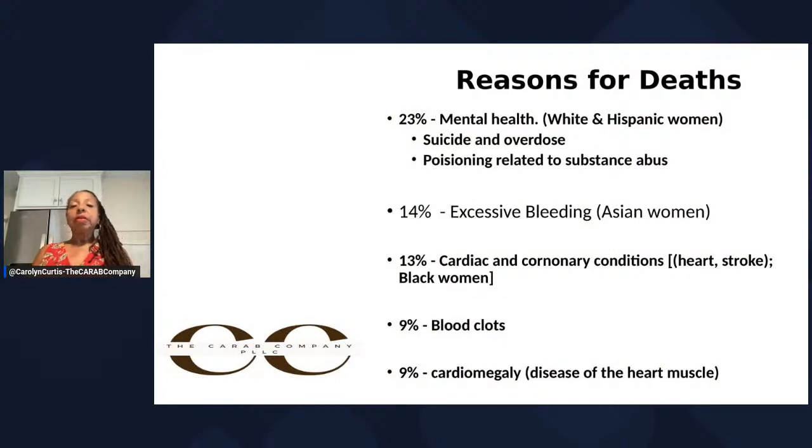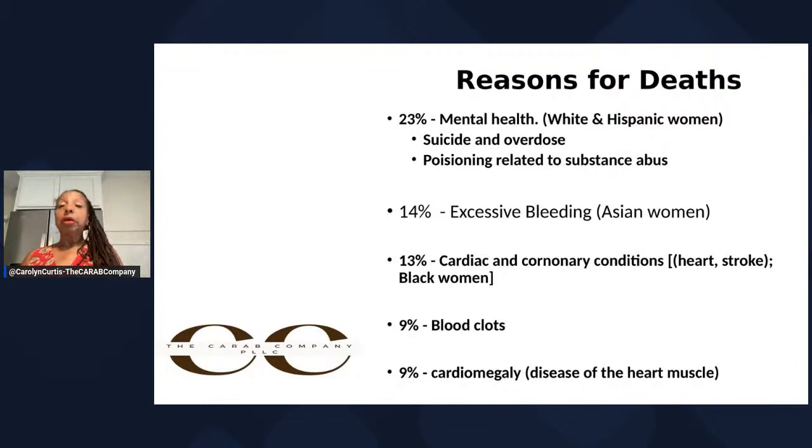Once again, these are the main reasons for why women are dying in the United States. Understanding that Black women are dying at more than twice the rate of white women. Women who are age 40 and over are dying at an exponentially higher rate. And when you look at where we are for industrialized countries, the United States is off the charts. We are really not doing a good job.